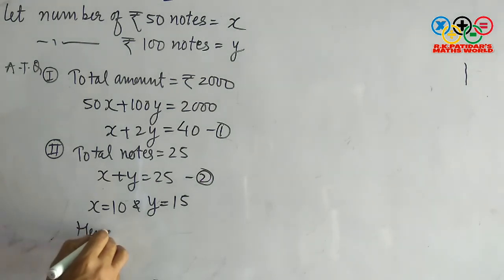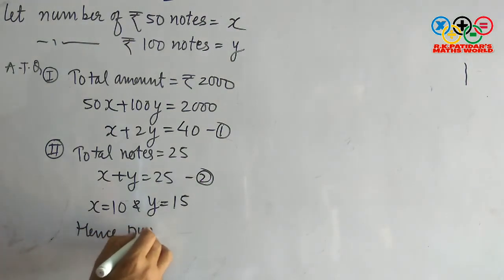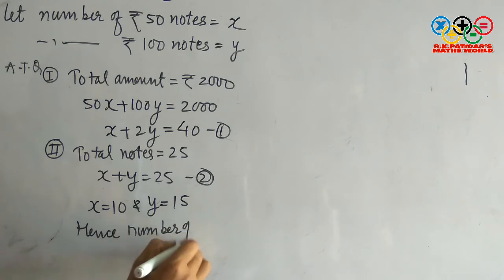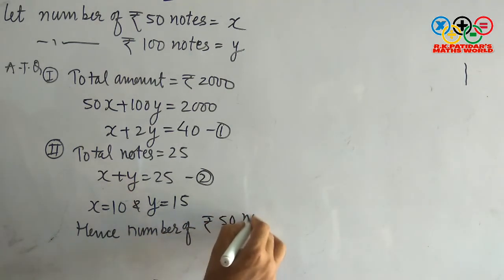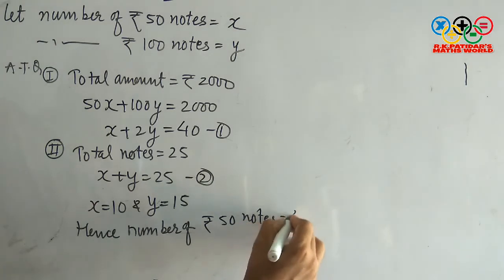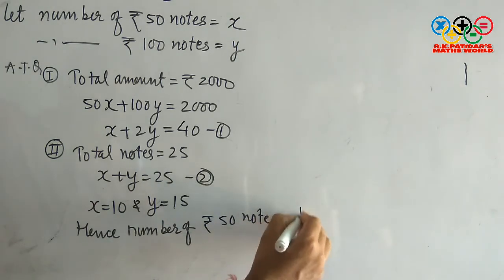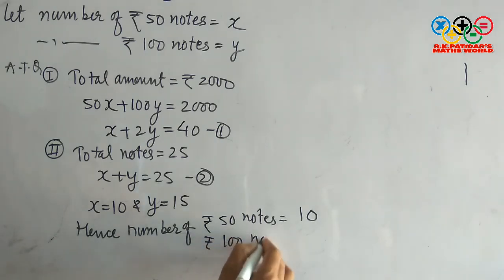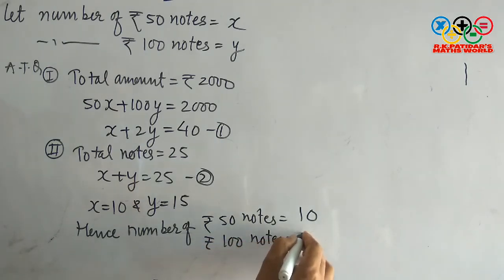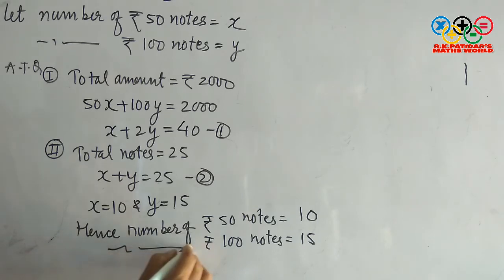Hence the number of rupees 50 notes is equal to 10 and rupees 100 notes is equal to 15.